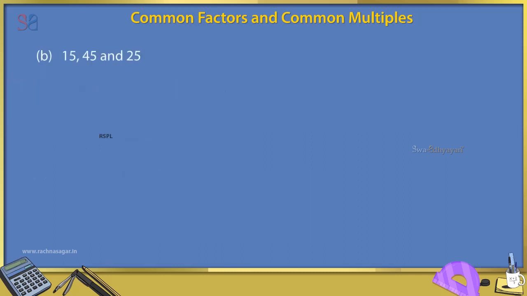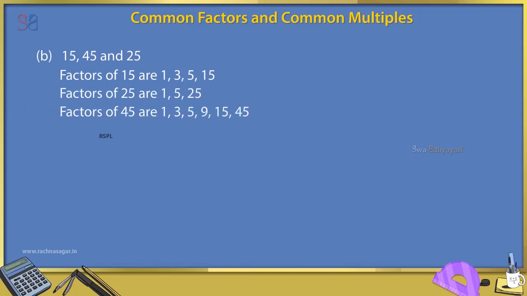B. 15, 45 and 25. Factors of 15 are 1, 3, 5, 15. Factors of 25 are 1, 5, 25. Factors of 45 are 1, 3, 5, 9, 15, 45. Common factors of 15, 25 and 45 are 1 and 5.